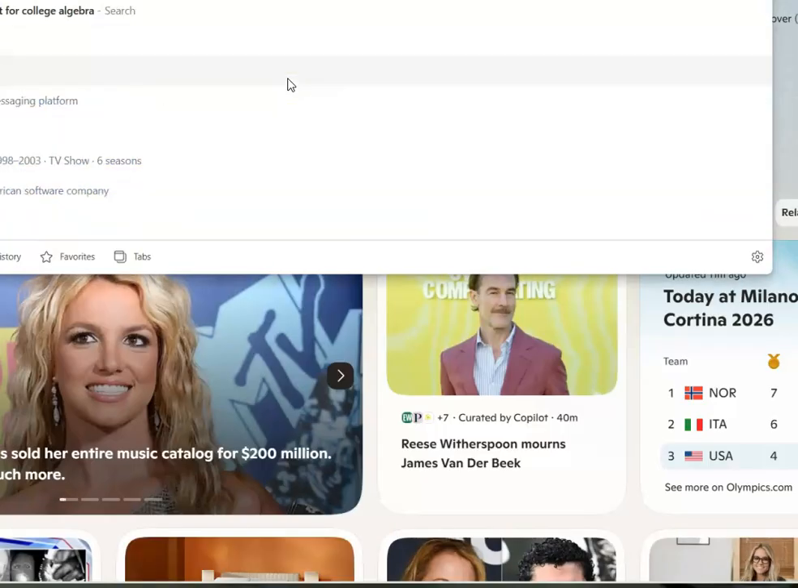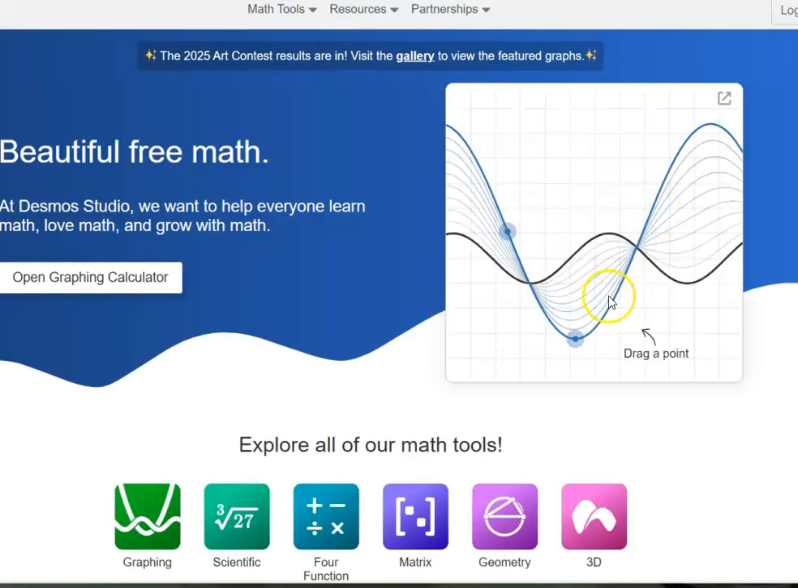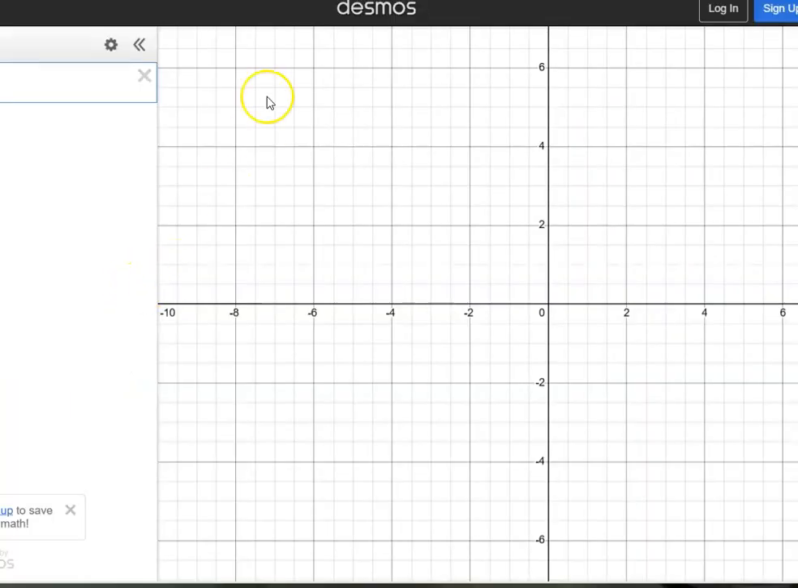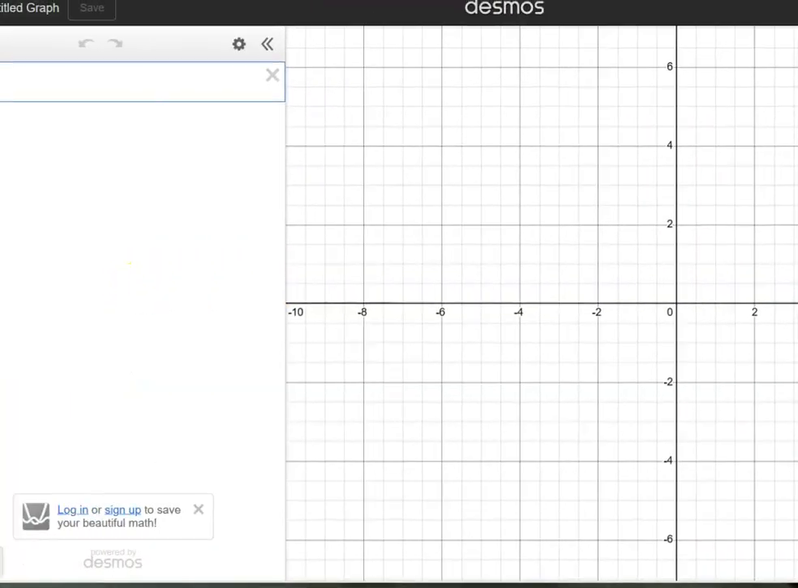Desmos, you never know what you're going to get with that. Oh, that poor guy died. The actor for Dawson's Creek. I never watched the show, but I've seen it in other shows. All right. I think I can move this while we're doing this.